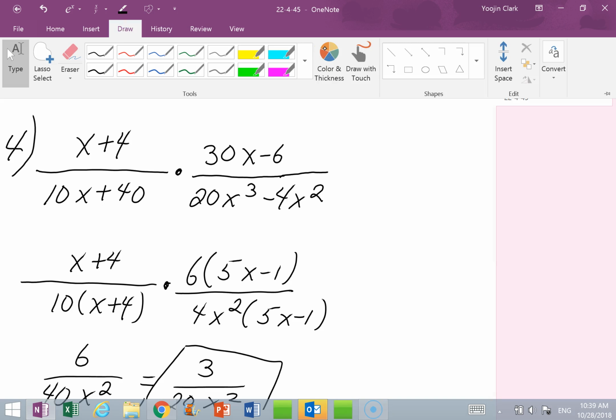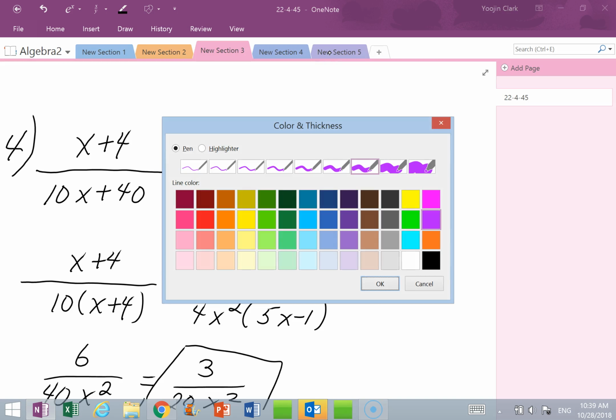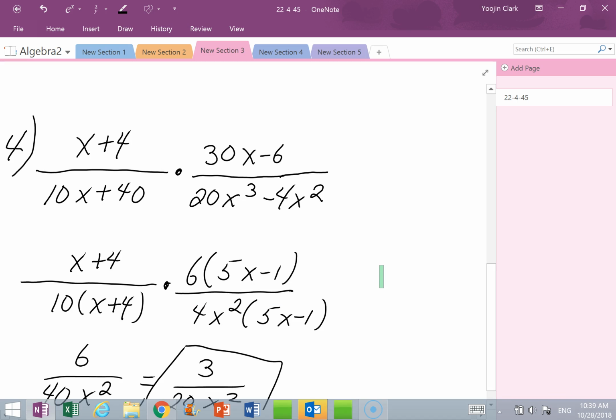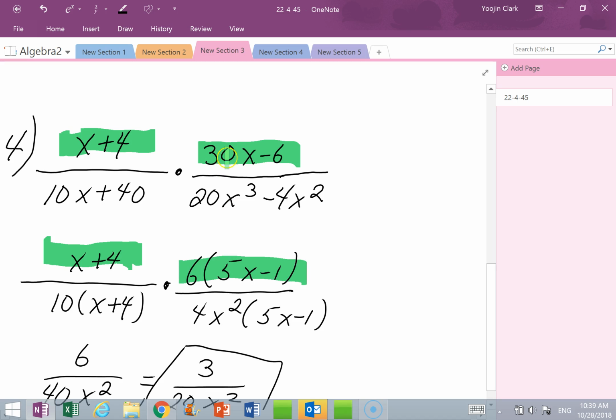Let's get the highlighter back. Let's go for the highlighter, and let's choose that one. Alrighty. Well, I don't have to do any factoring on him because he's already factored. And what am I going to take out of this guy? Well, it's a GCF. So I can take a 6 out of both of those. So I take a 6 out, and I get 6 times 5 is 30, and 6 minus 1 is the minus 6.